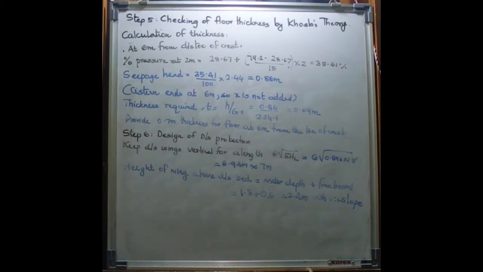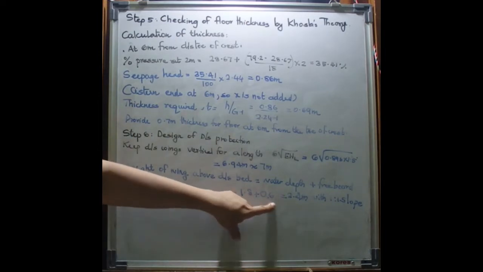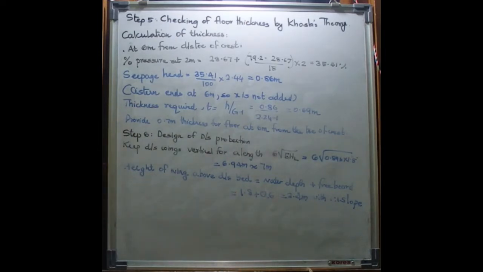Water depth plus freeboard. Water depth is 1.8 meter and we are providing a freeboard of 0.6 meter. So you will get the height of wing above downstream bed as 2.4 meter.